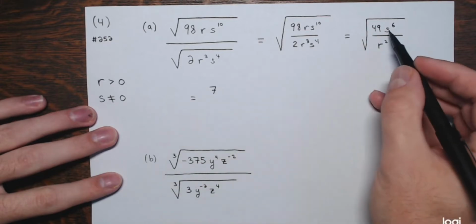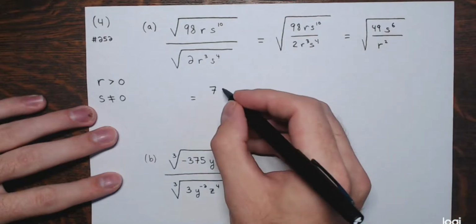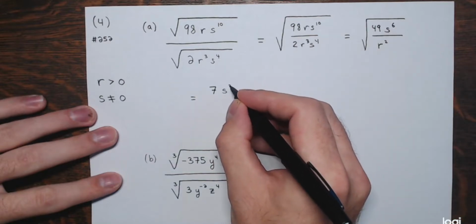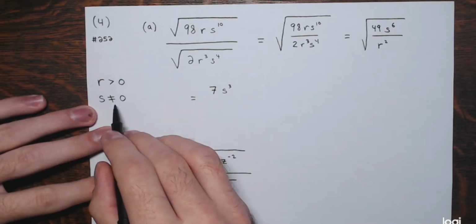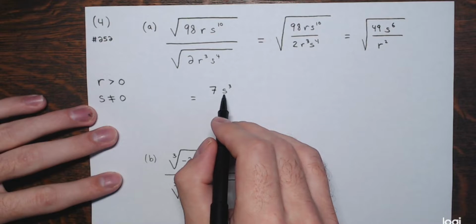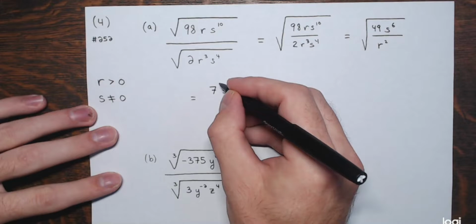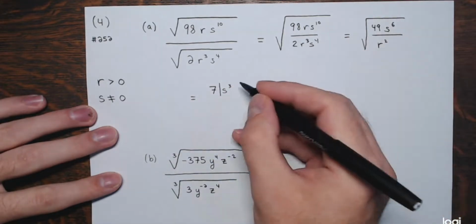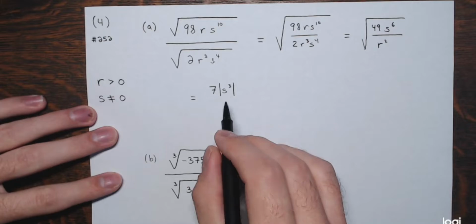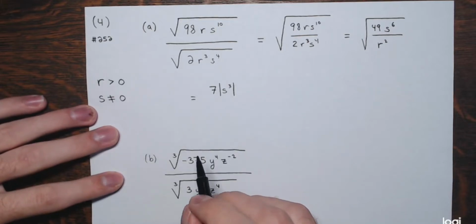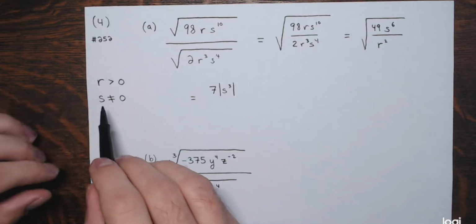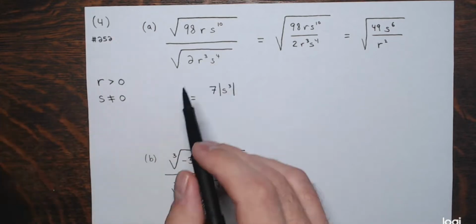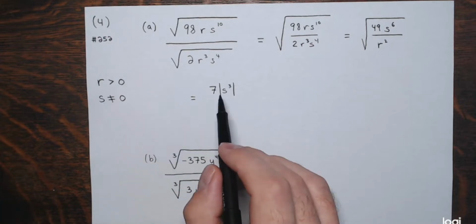Square root of s to the 6th would be s to the 3rd, but remember, s can be any number but 0. So if s were negative, this would be a bad response. So I need this to be non-negative, right? Remember, this symbol is asking you for the non-negative result. So I need to throw absolute value symbols around that. Alright, this is 7 times the absolute value of s cubed. Because, again, s can be a negative number in this expression. But I want my final result to be non-negative.